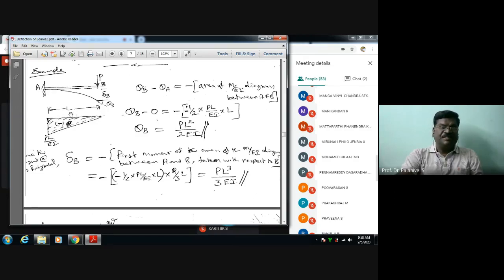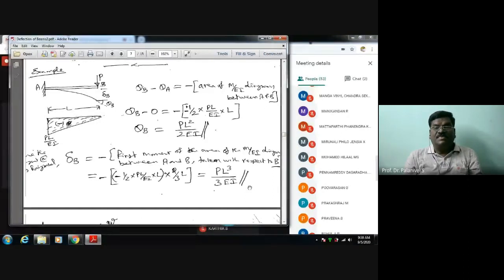From the vertex, it is 2/3 L. The centroid is located at 2 by 3 into L. The first moment of area of this M by EI diagram above B we have to take. So that is equal to PLB by 3EI. You got this same expression we obtained when we did it by the double integration method.